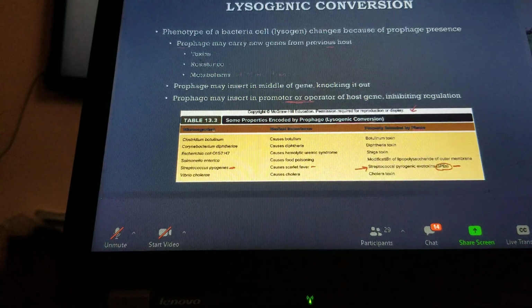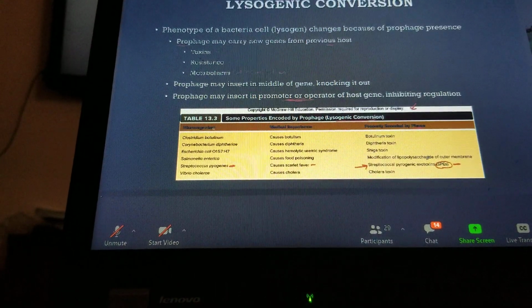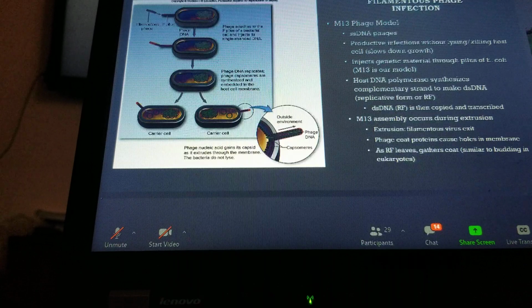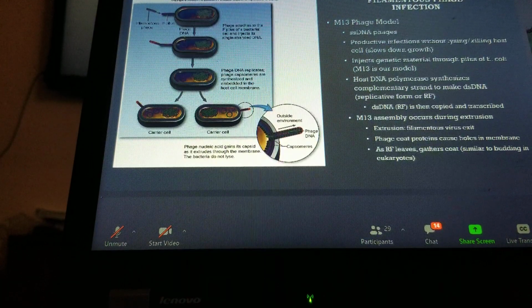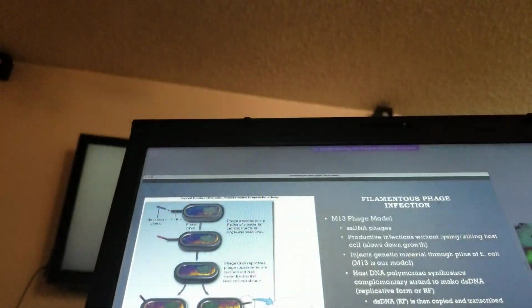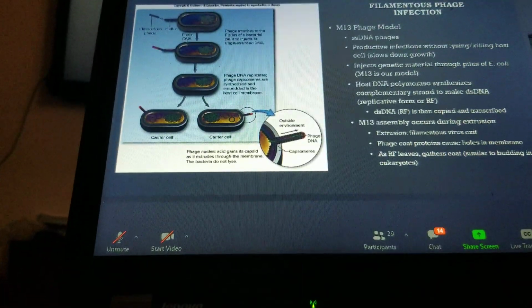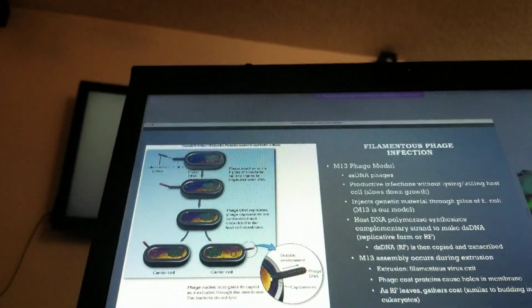This gene brings this gene with it. The last type of infection cycle is the filamentous phage. Now, the filamentous phage is interesting because it really mimics conjugation is what's really happening.